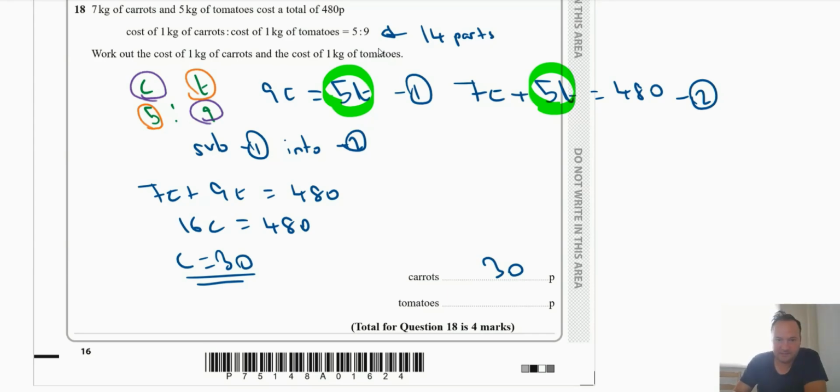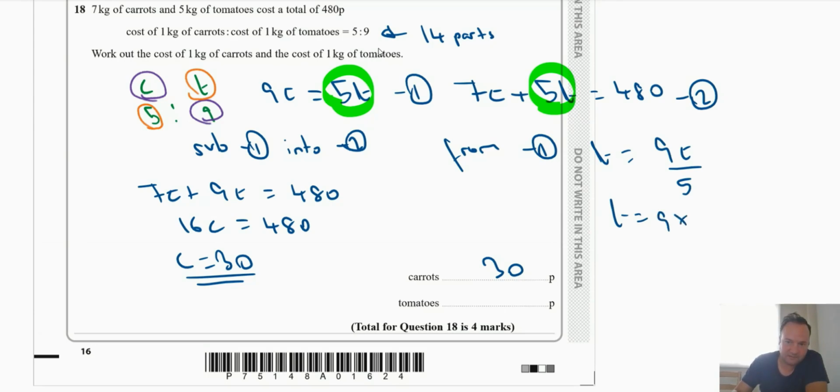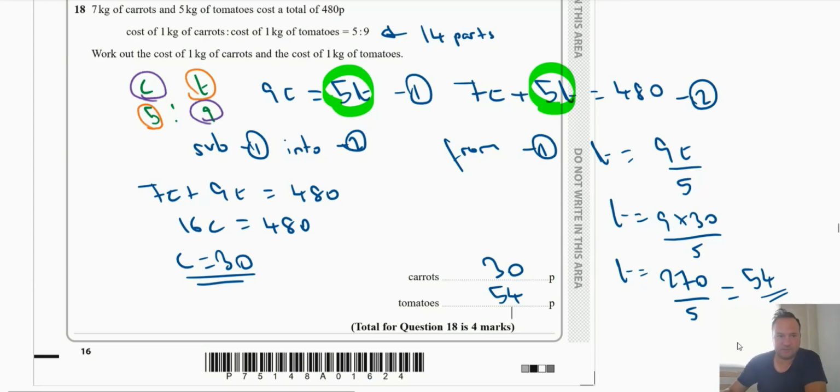Since C is 30 pence, we can then use that information to work out what T actually is. We know that T is equal to 9c on 5, so that's going to be 9 times 30 all over 5. 9 times 30 is equal to 270. 270 over 5 is going to be equal to 54. And that takes care of question number 13.